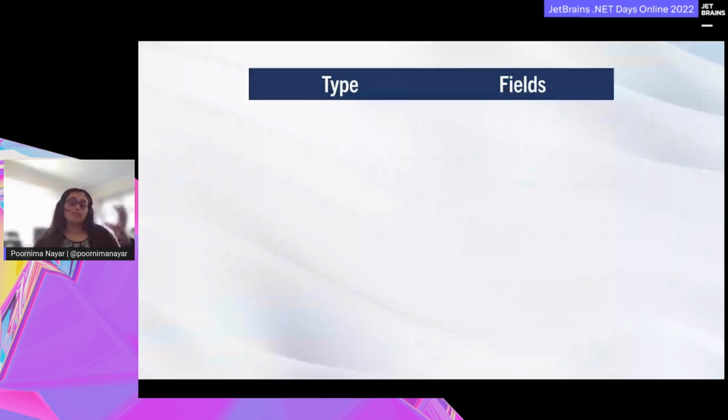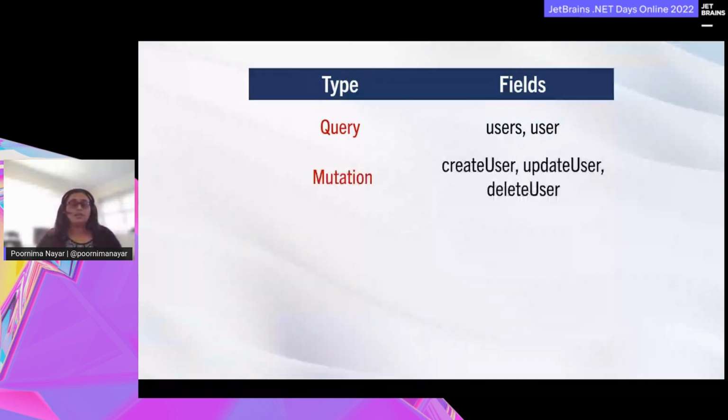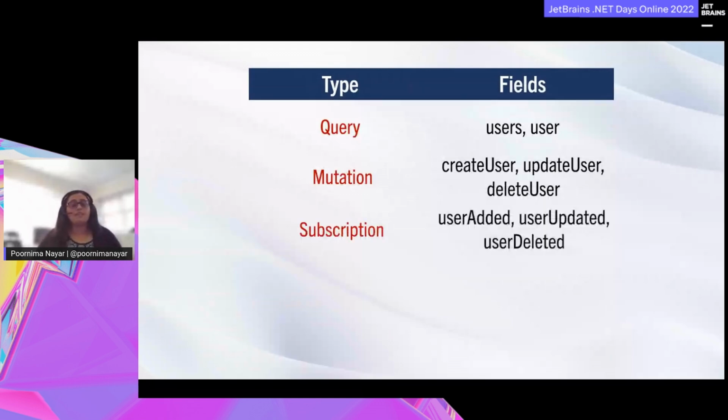Now, what can be the fields on your query and your mutation types and your subscription types, which can then help you visualize your endpoint? Your query can have a users field as well as a user field. Users to read all the information about all the users. User to read information about a particular user. You can have a create user, update user, and delete user field on your mutation operation type. And if you want to have pushed updates from the server when a user is added or updated or deleted, you can again have those fields in your subscription.